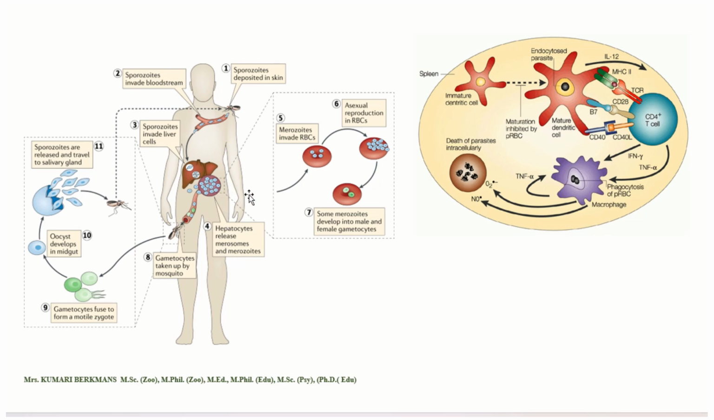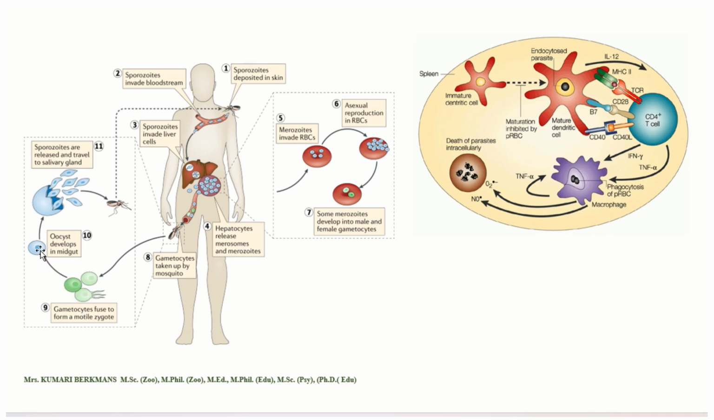Then these merozoites invade the RBC, where asexual reproduction takes place. Then some of the merozoites develop into male and female gametocytes, so they may reproduce through sexual reproduction. These gametocytes are taken up by the mosquito. When the mosquito bites a human being, the gametocytes enter the mosquito and fuse to form the motile zygote.